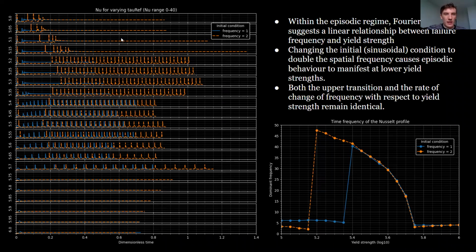Now, if we take the sinusoidal frequency 1 models and compare those to the same models with the same parameters, but with a different initial condition of double the initial sinusoidal perturbation, then we get the same behavior at the stagnant end of phase space, but very different behavior at the mobile end. So actually at the mobile end, having a more active initial condition allows the model to stabilize in the episodic regime, even at values of yield strength where we wouldn't think it was possible. So that's an early clue that there's a lot more going on than we might think.